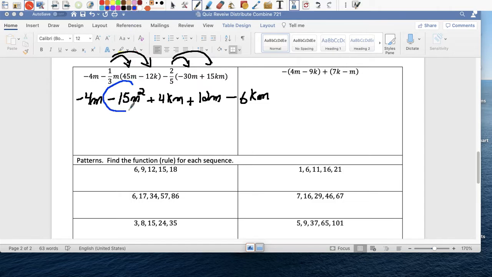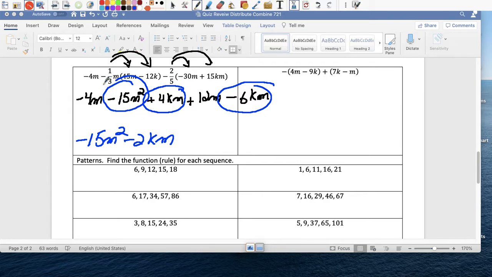Like terms. Well, this is the highest exponent, so I'm going to put that in first. And then I'm going to do in order, so we're going to get the km. So let's do the km, because alphabetically that comes first. So these two get combined. So 4km and minus 6km is negative 2km. And then negative 4m, the square, sorry, and positive 12m is positive 8m.